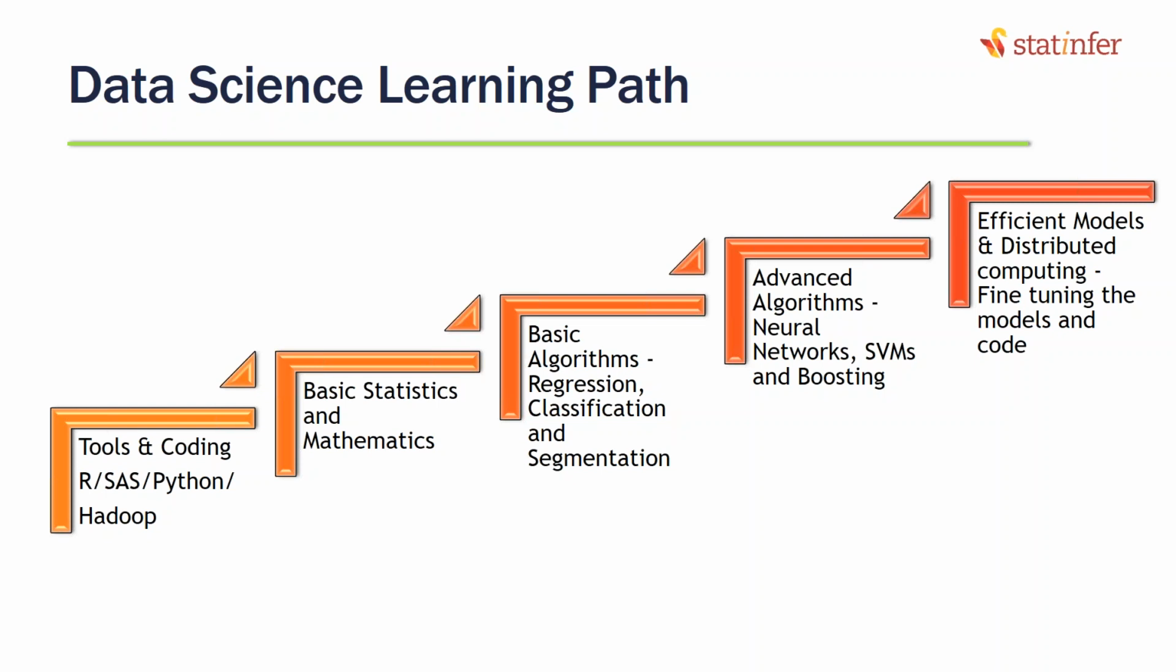Then you move on to advanced algorithms, black box methods like neural networks, SVMs, and boosting. After that, you build efficient models, do distributed computing, fine-tune the models, and get into coding, etc. So that is the path in a structured way that we can follow to achieve the goal of becoming a data scientist.